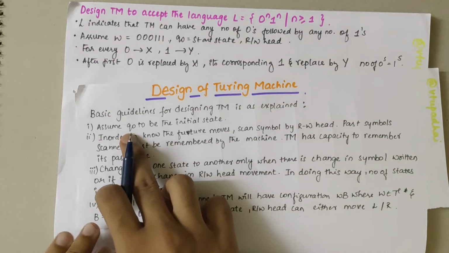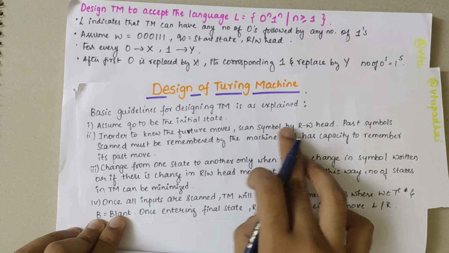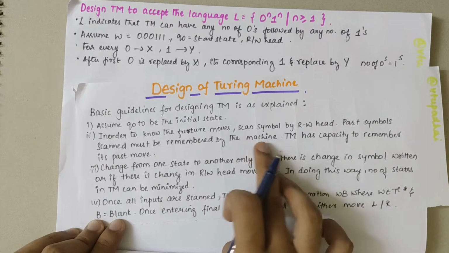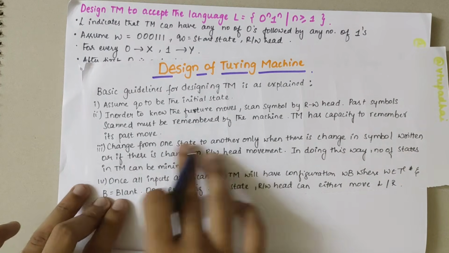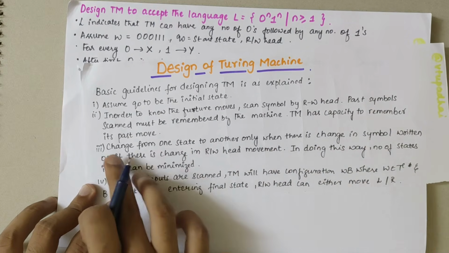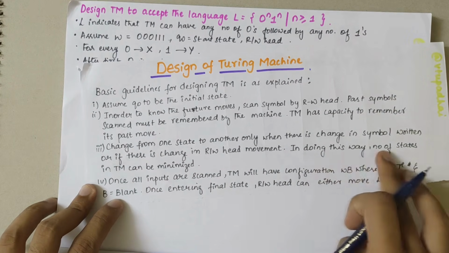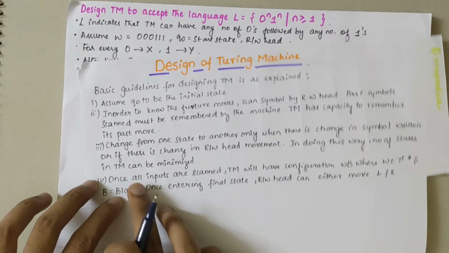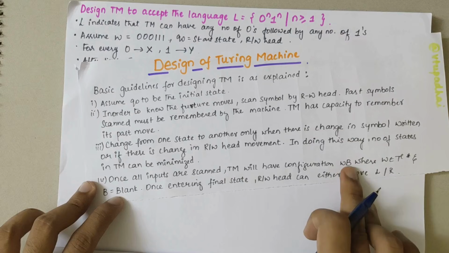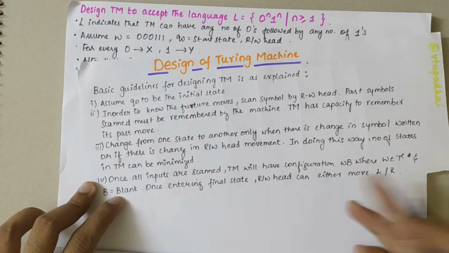So the first one is assume q0 to be the initial state. In order to know the further moves, scan the symbol by the read write head. The past symbol scanned must be remembered by the machine, yes, and the Turing machine has the capacity to remember its past moves. Change from one state to another only when there is a change in the symbol written, or if there is a change in read write head movement. In doing this way, the number of states in the Turing machine can be minimized. Once all inputs are scanned, the Turing machine will have the configuration w followed by B, where B is a blank. So on entering the final state, the read write head can either move left or right.